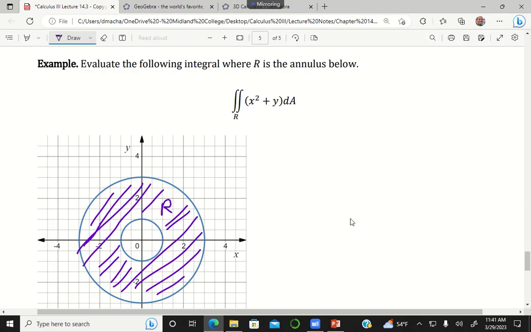So this region would be really difficult, I think, to describe using rectangular coordinates, x and y. But this region is really easy to describe using polar coordinates. How would I describe this using polar coordinates? R is the distance from the origin, right?